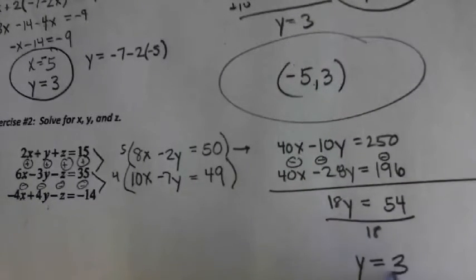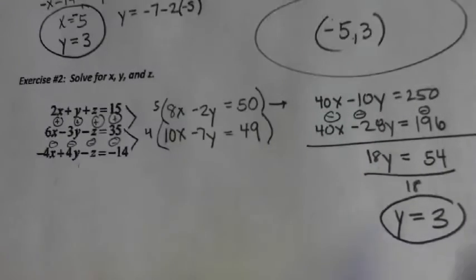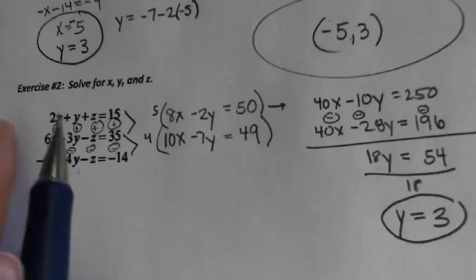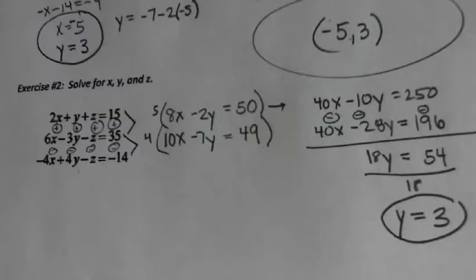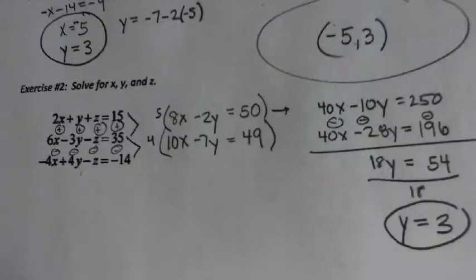Y equals 3. Now, it's a domino effect backwards. I can't go back to the original. If I go and plug in a y of 3 to any of these, I still have x's and z's, x's and z's, x's and z's. I've done 90% of the work. I just have to go back and get these other 2 parts of the answers. I've got to find what x equals still and what z equals.